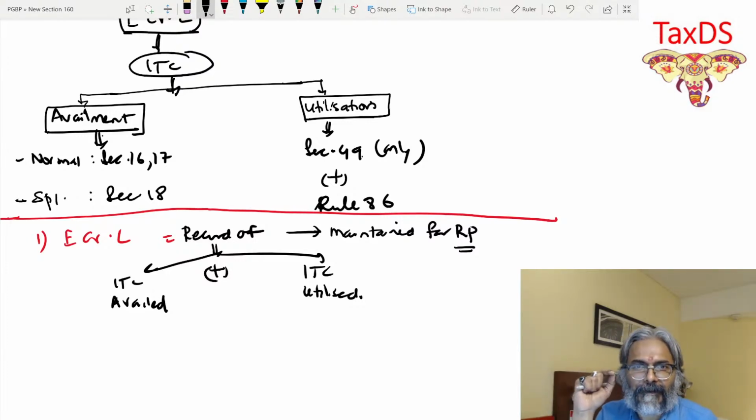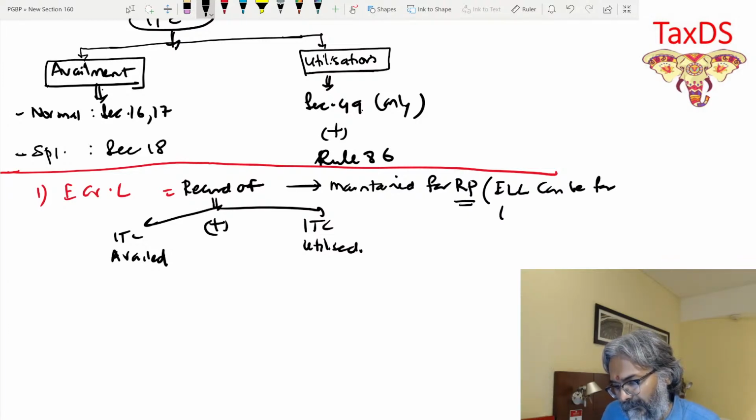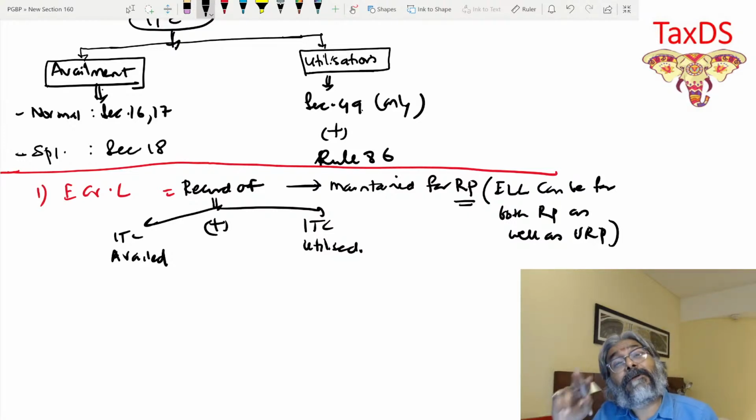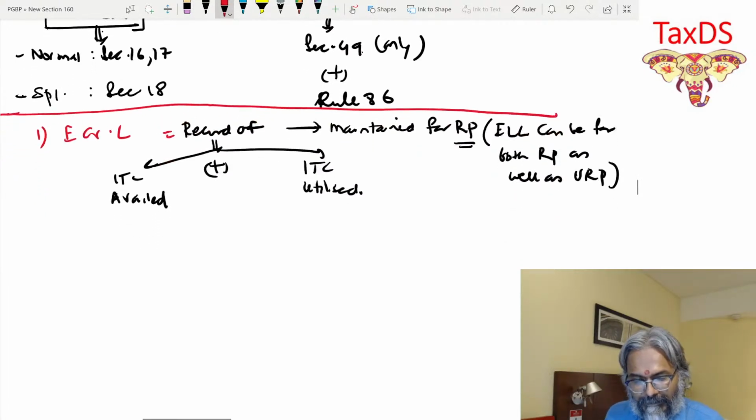So can we say in this context that the ITC is available only to a registered person? And the answer is yes. Just keep in mind that the ELL can be for both registered persons as well as unregistered persons, because they have used the words taxable person. A taxable person will include both the registered as well as the unregistered person. That is point number one.